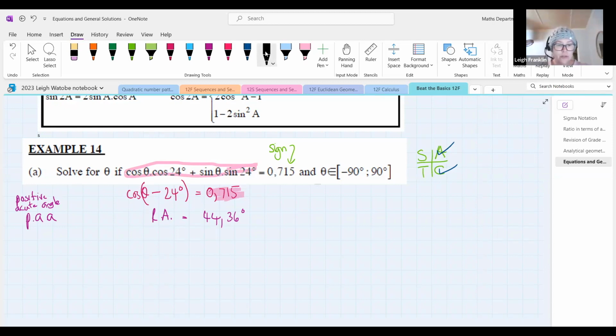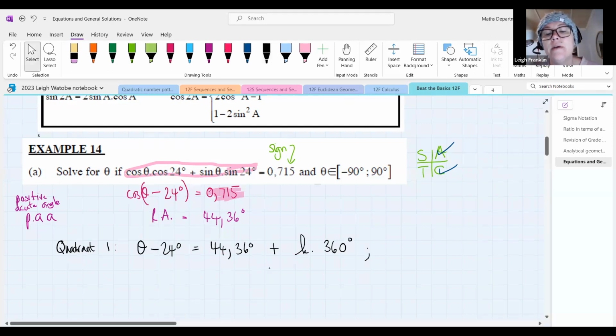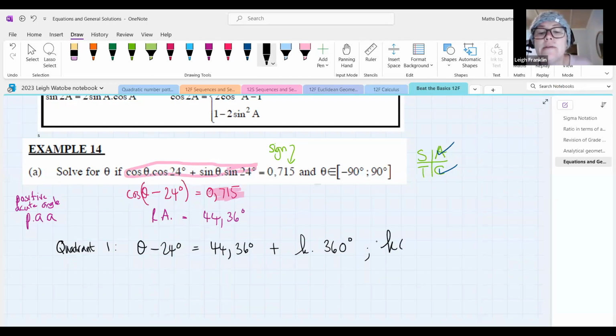Our first general solution is in quadrant number 1. And in quadrant 1, our general solution is our angle, which is theta minus 24, is equal to our PAA or our RA plus K times 360. K is an element of the integers.